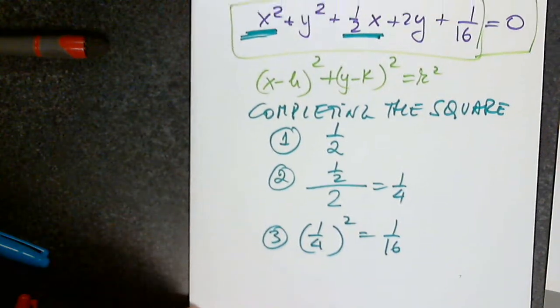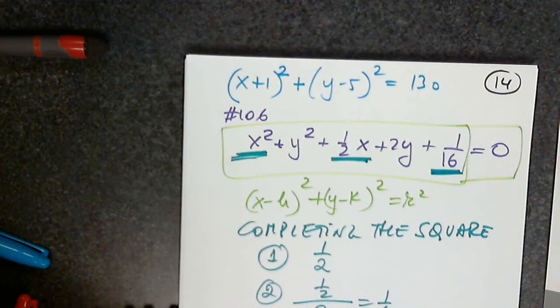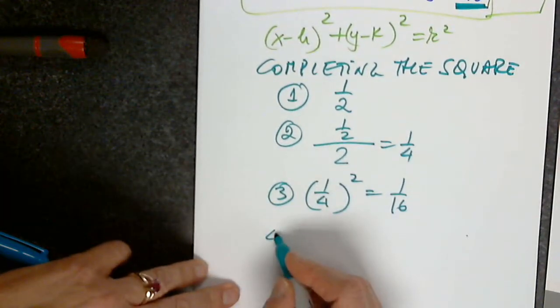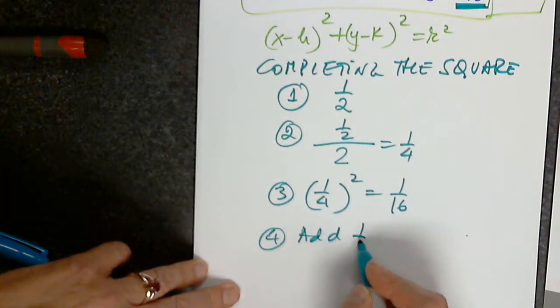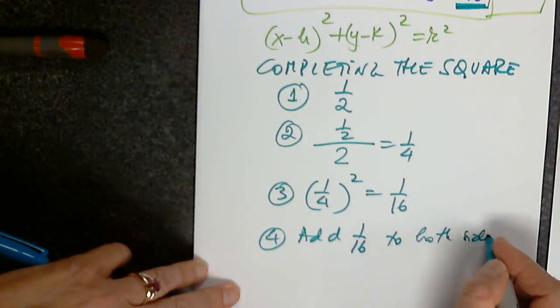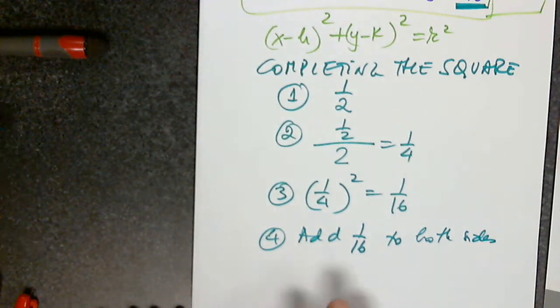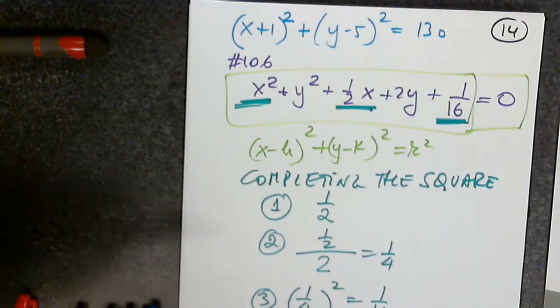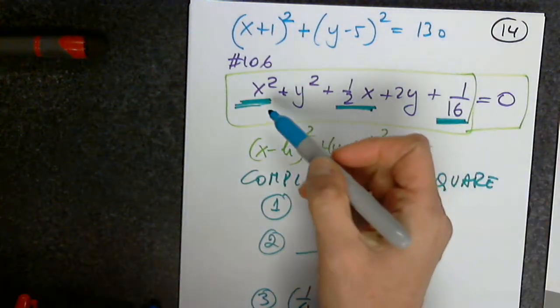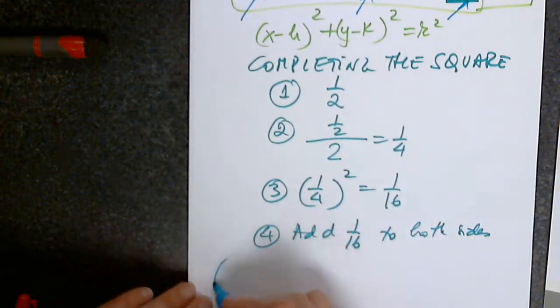But look at this. Awesome. It's already there. I didn't need to add it. But the fourth step will be to add 1/16 to both sides. Not to one side only, but to both sides. And I'm happy because it's already there. So then these three terms will be in here.